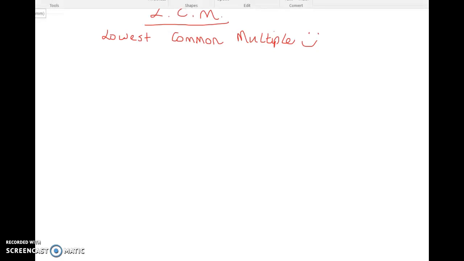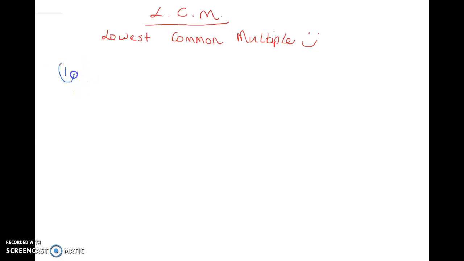The first method is a bit easy. You need to know your times tables for both methods. But this one is a little bit easier for some persons who don't like division, because the other method is the division method. So the first method, let's look at a question.